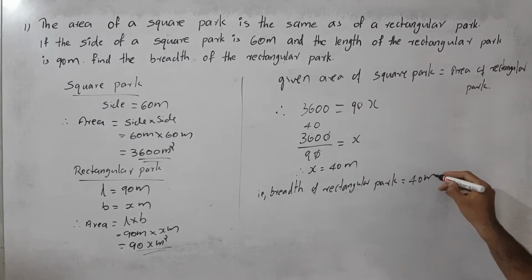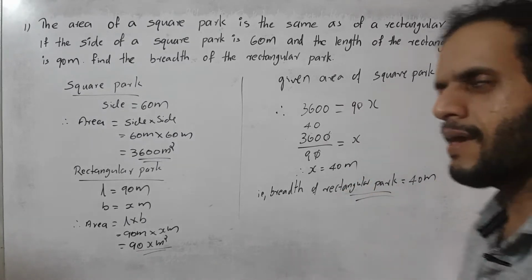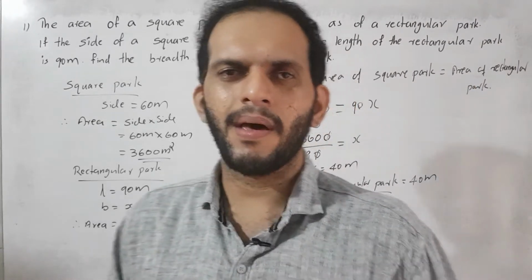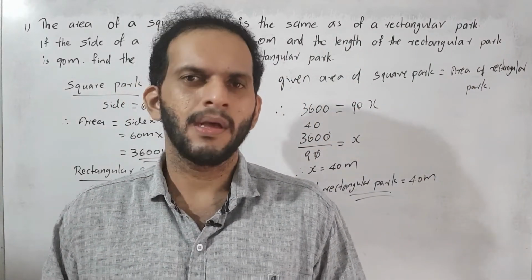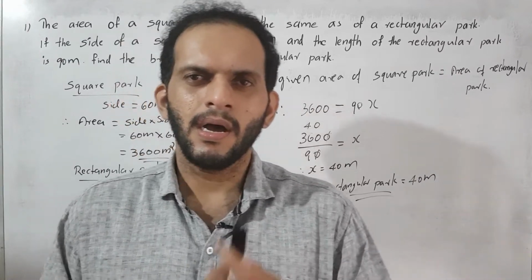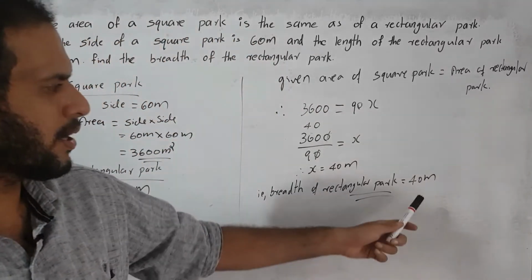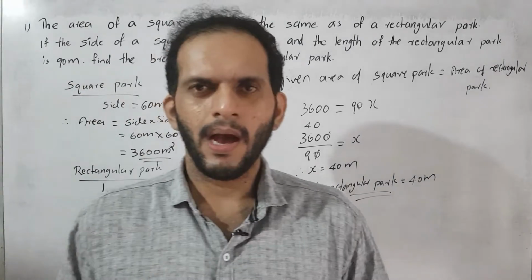Okay, 40 meter. Here the idea given is that the area of the rectangular park is equal to the area of the square park. Then we applied it and got the breadth of the rectangular park, which is 40 meter. Okay, I think you got this.